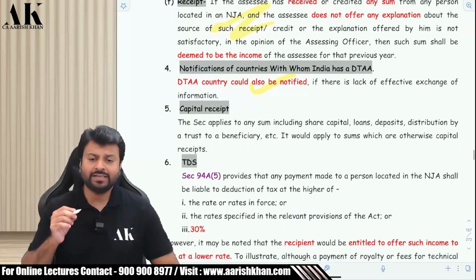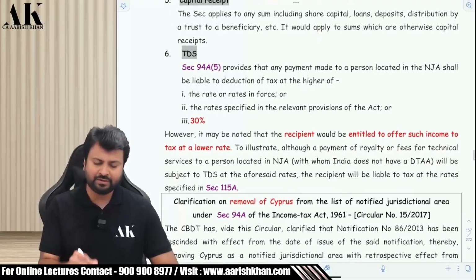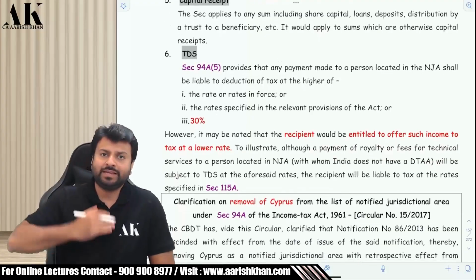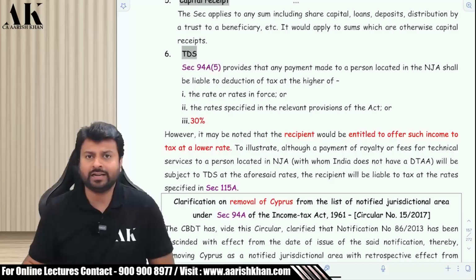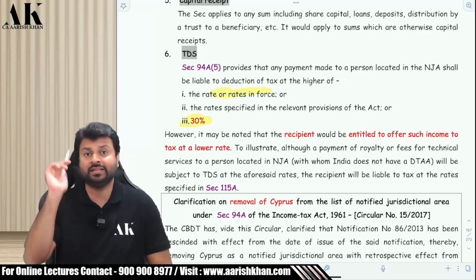Even if a capital receipt is coming, for that also you need to give the relevant information. And last but not least, this is a very important provision over here. If you are making payment to any person located in NJA, you are going to deduct TDS at 30% or the actual rate, whichever is higher.